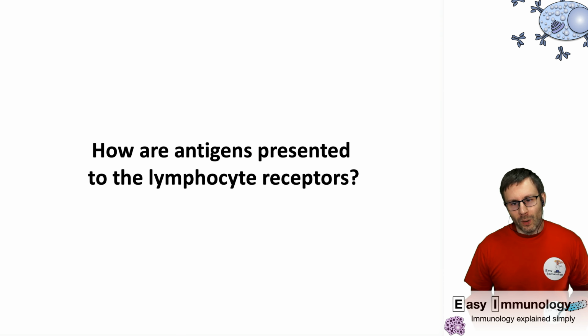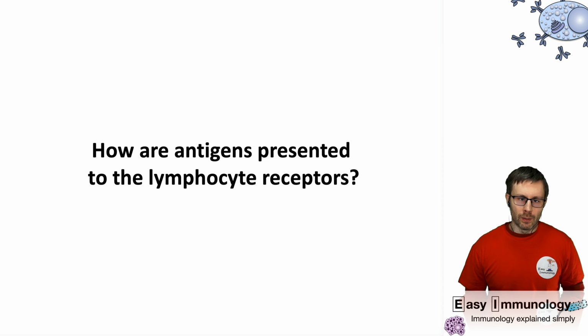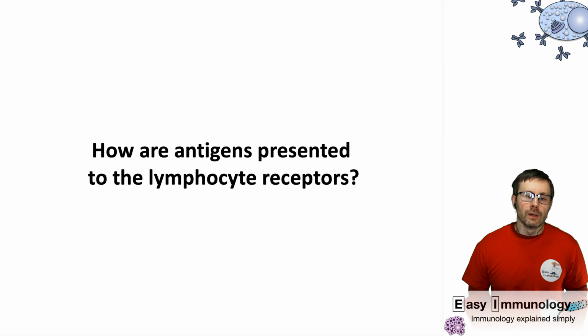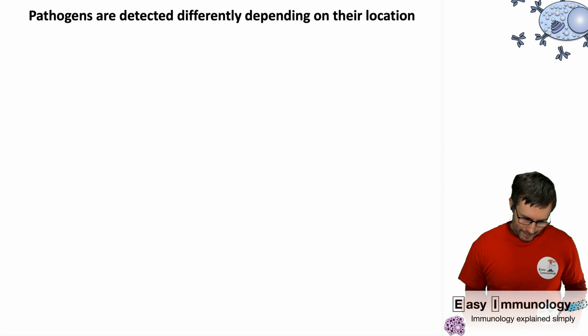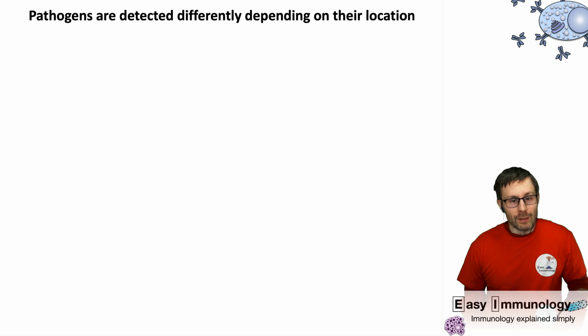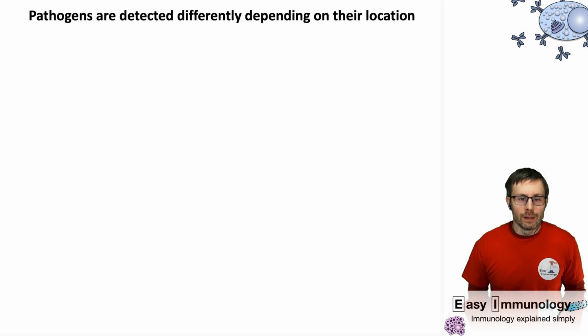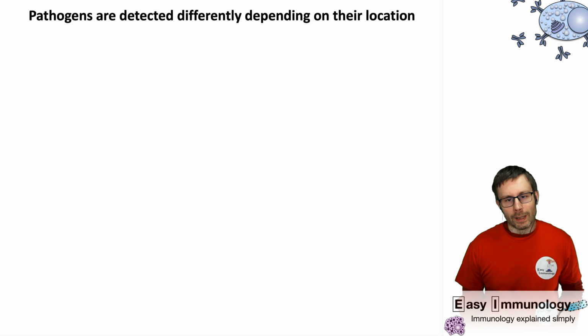So now I want to turn to the question of how antigens are presented to lymphocyte receptors. So how do the T cells, and for the B cells it's very similar, recognize the antigens that they need to react to? And to understand this, I have to say it's very complicated, as always. We are doing this in a simplified way.